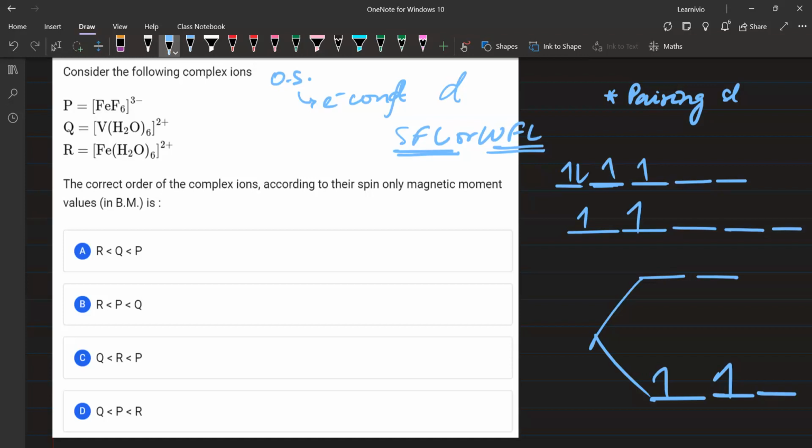Whether unpaired electron होगा उसी का magnetic moment होगा. ठीक है. Don't have to worry too much. Calculate करना पड़ेगा. Just need to write the order कि number of unpaired electrons ज्यादा हैं.